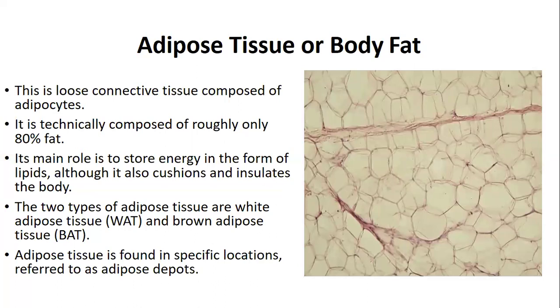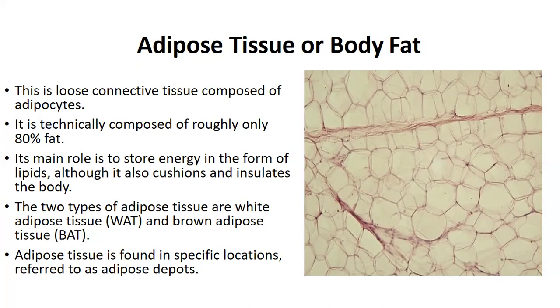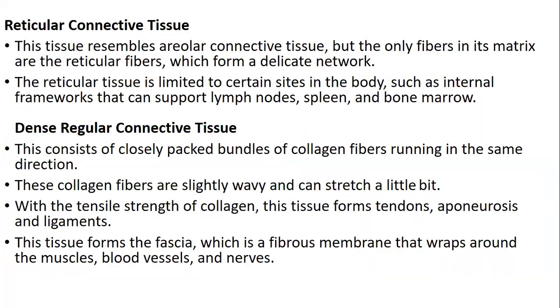Adipose tissue, or body fat, is a connective tissue composed of adipocytes. It is composed of roughly 80% fat. Its main role is to store energy in the form of lipids, although it also cushions and insulates other body parts. There are two types of adipose tissue: white adipose tissue and brown adipose tissue. They are found in specific locations referred to as adipose deposits, depending on the need of the tissue in which they are found.